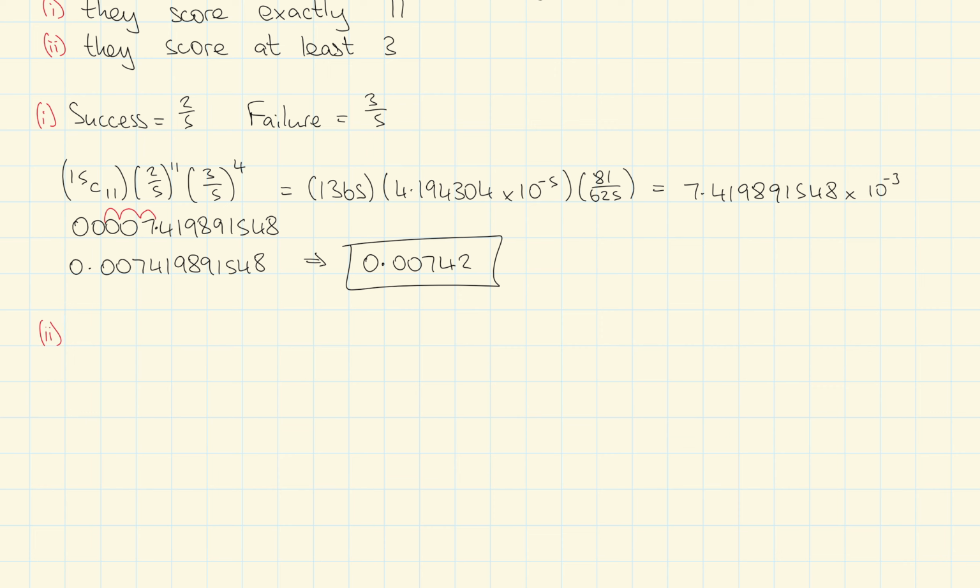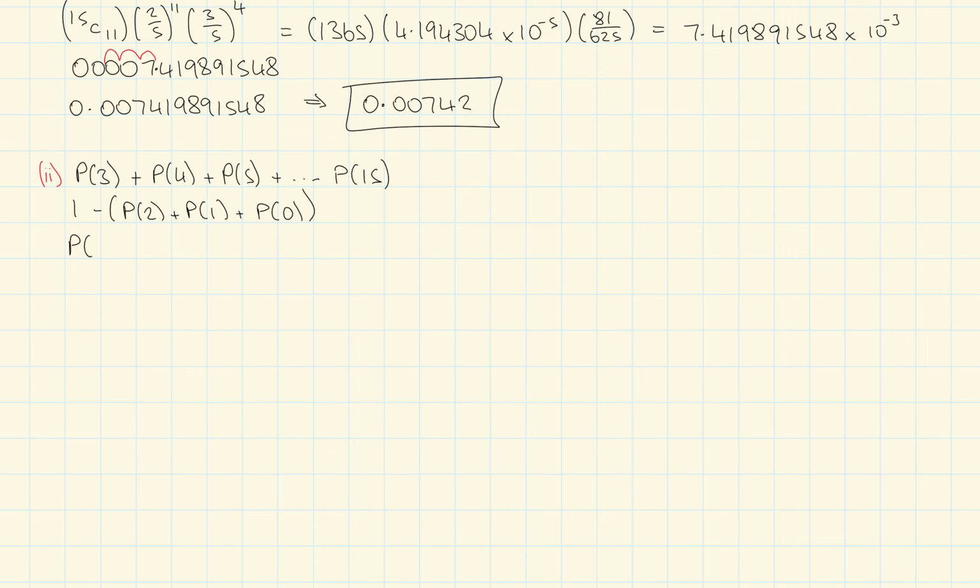Part 2 says they score at least 3. So at least 3 tells me probability of 3, 4, 5, and so on, all the way up to 15. Now, you can see from our previous workings in part 1, that will be quite a long answer. So it's actually easier for us to figure out 1 minus the probability that they score 2, 1, or none.